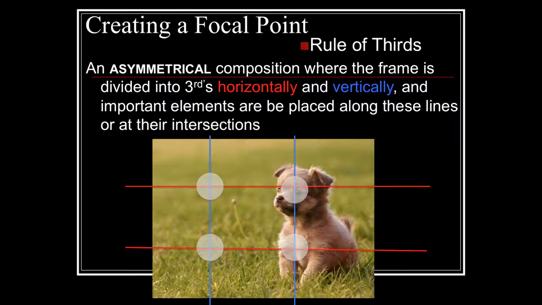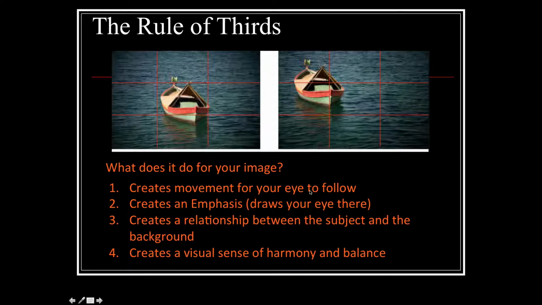And you don't have to, if you have more than one thing that's important, let's say this dog had a little ball that he was playing with, it might be a good idea to put it right here in one of these ideal emphasis areas, and then that would really be strong. But at least one of your objects should be in those ideal emphasis areas. And you can see what it does for your image.